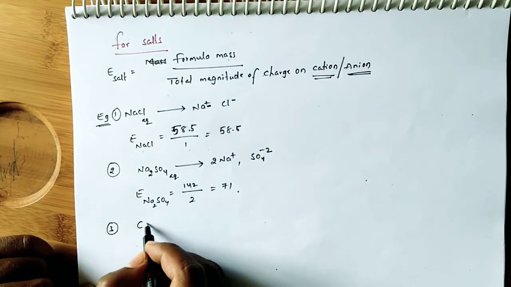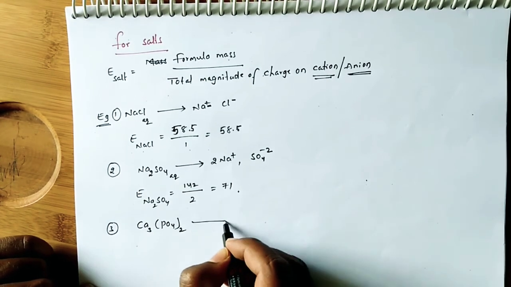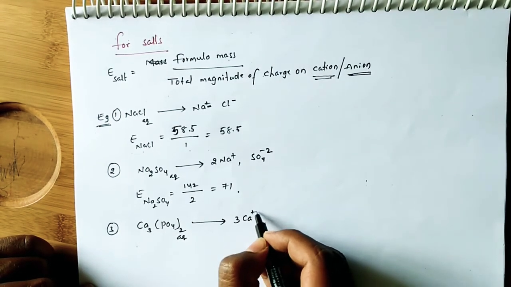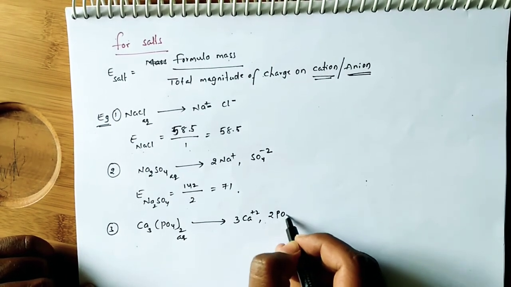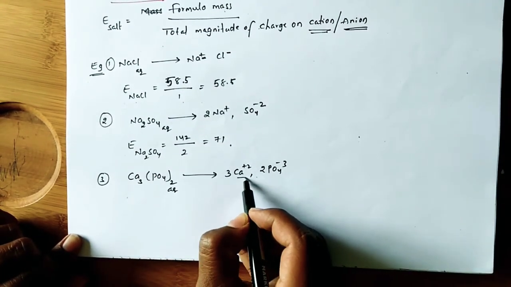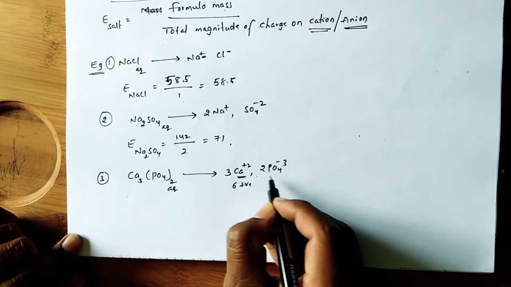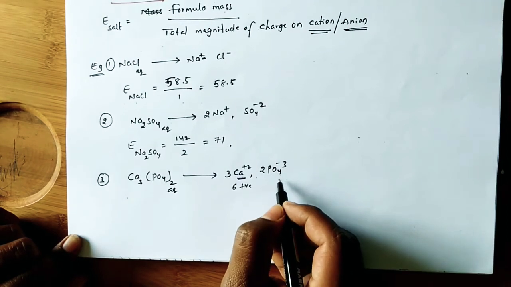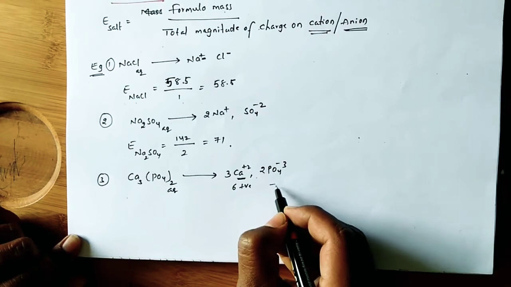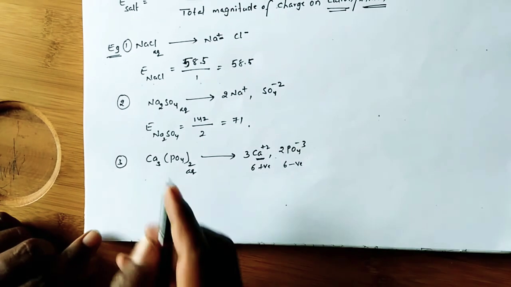One more example, calcium phosphate. Calcium phosphate in aqueous solution can be dissociated into 3 Ca2+ and 2 PO4 3-. Okay. So what is the magnitude of charge on each calcium? Plus 2, but 3 calciums are there, 3 into 2, 6 positive charges. You can take it on the anions also, the same charge will appear, 2 into minus 3, here also 6 negative charges. Any one number we have to take, okay, 6, the magnitude we must consider.